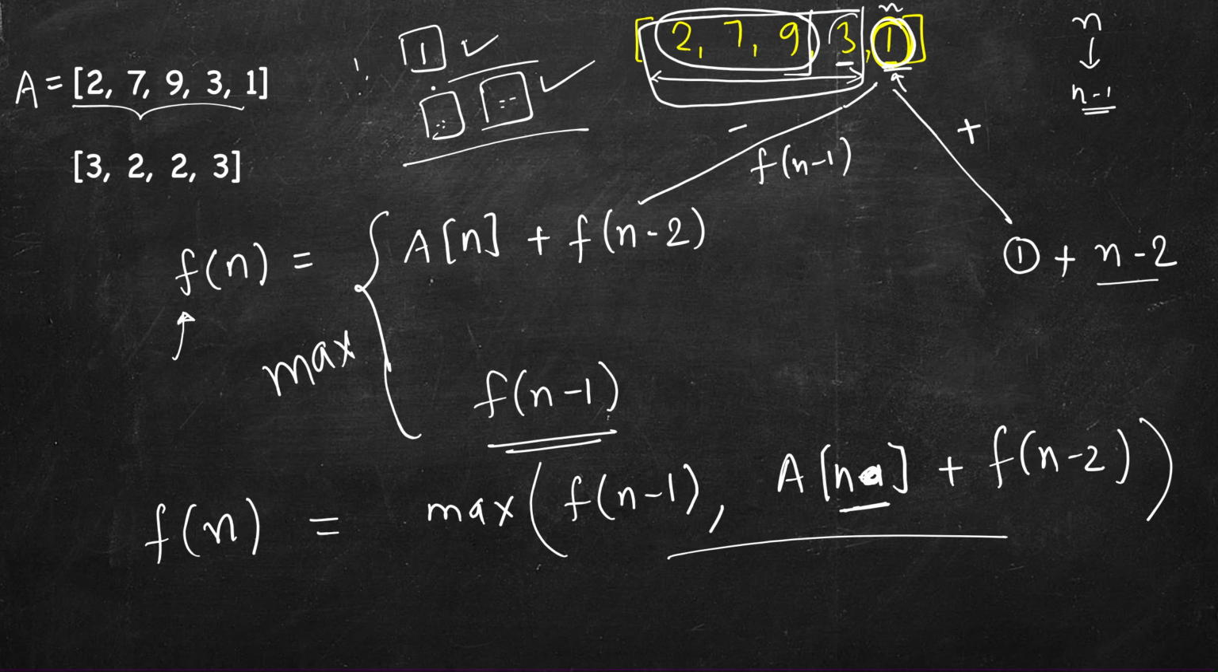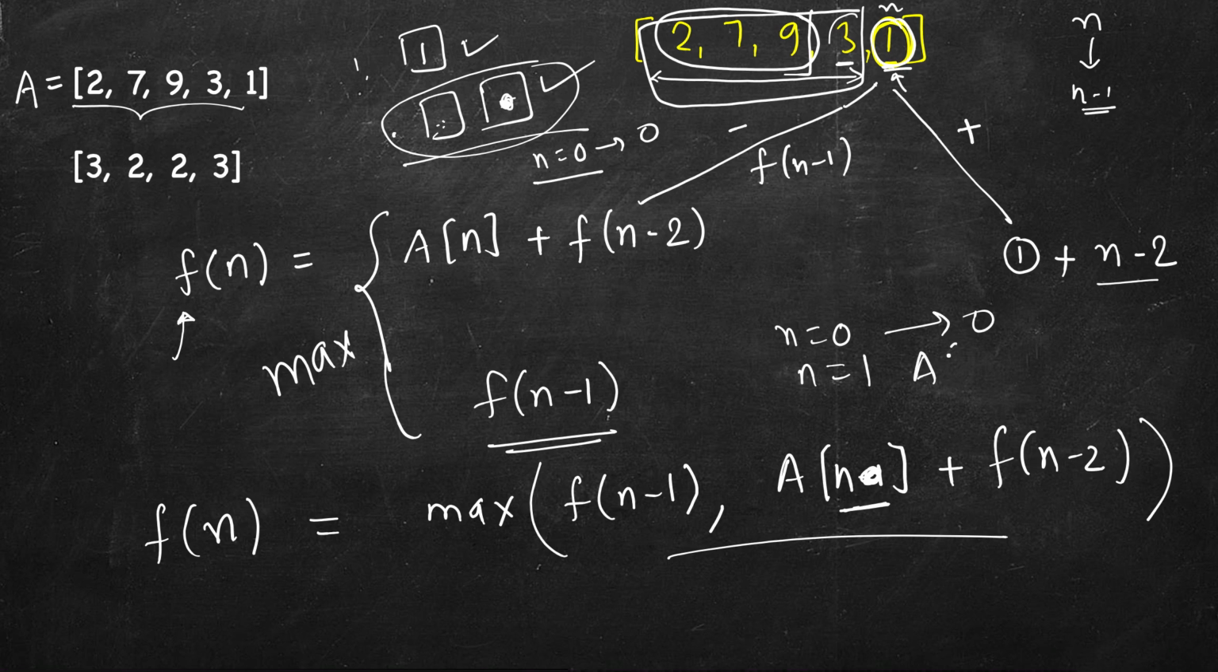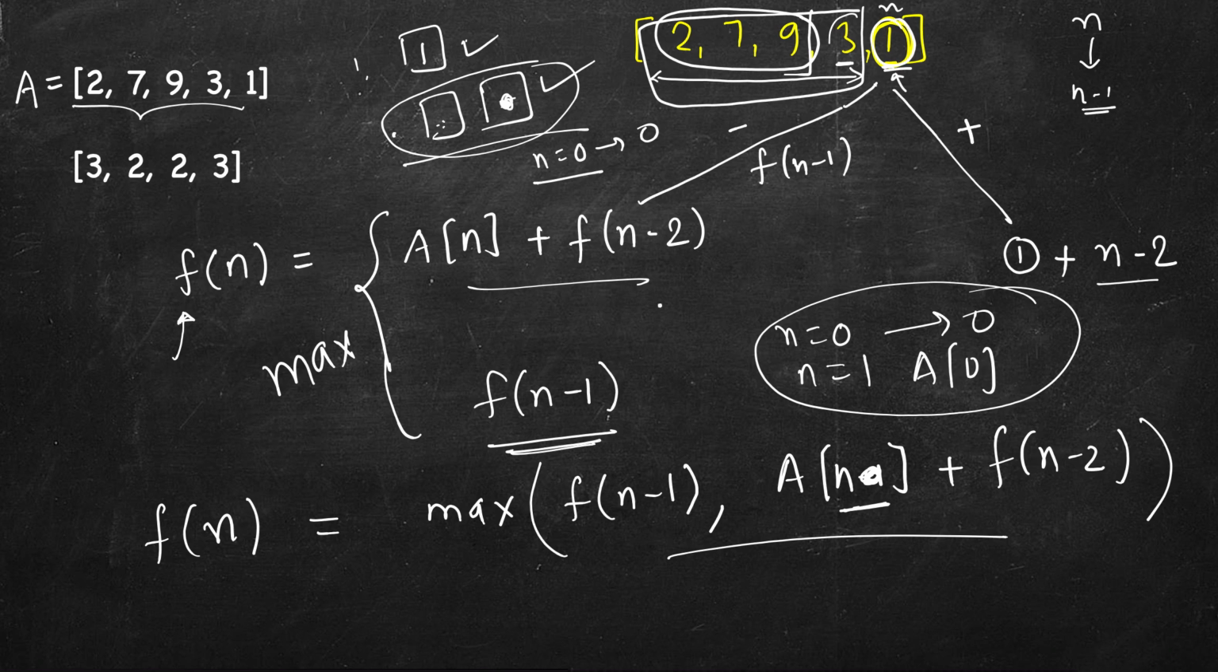In fact, you don't need even this base case. Here you will add this number and max of 0, that is 0. If n is 0, then it's 0, nothing to rob. So the base cases should be n equal to 0, then 0, n equal to 1, then a of 0. Otherwise, this recursive formula. So this will work, but there is one problem.